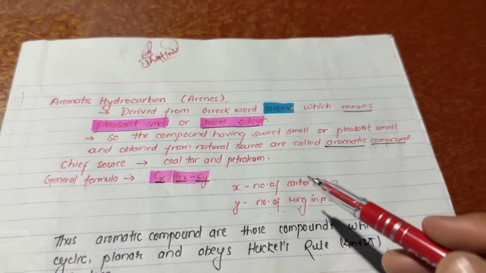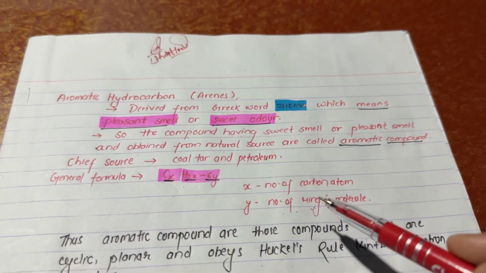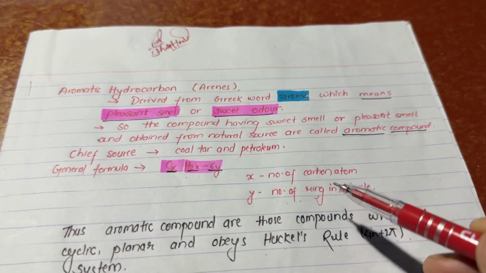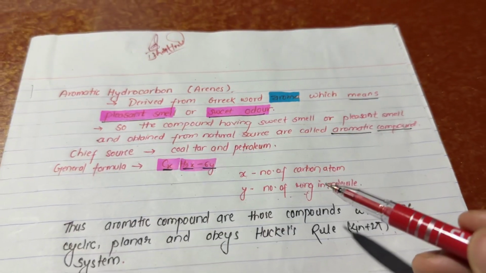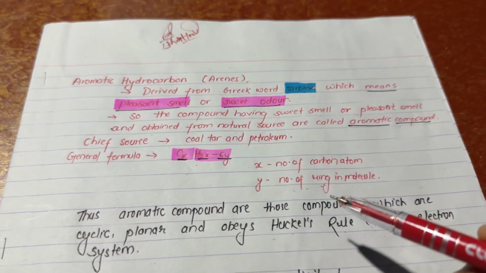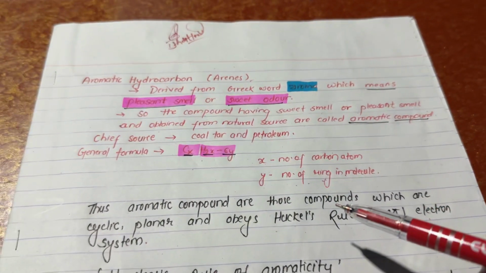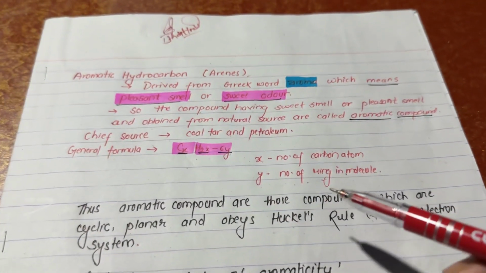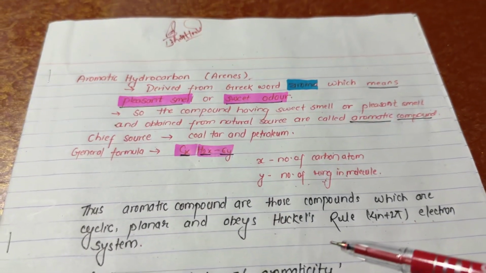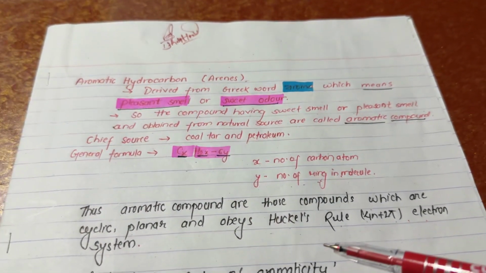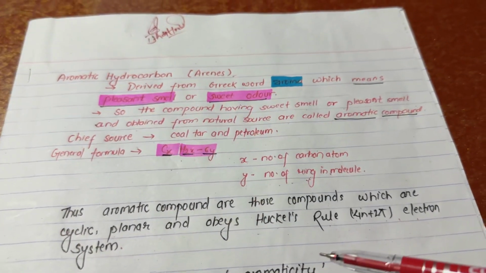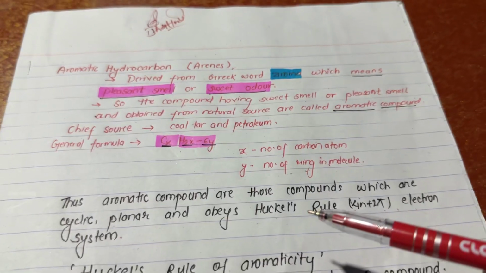So the traditional definition of aromatic hydrocarbon: those compounds which have pleasant smell, good fragrance, sweet smell and can be obtained from natural source. But the definition was not complete because there are many organic compounds which are aromatic in nature but do not have sweet smell, which do not have pleasant smell. Some of the aromatic compounds might have unpleasant, pungent smell as well. That's why the definition was not complete.